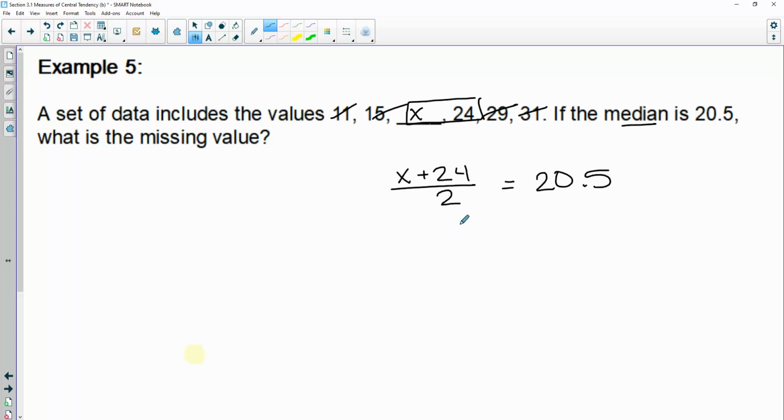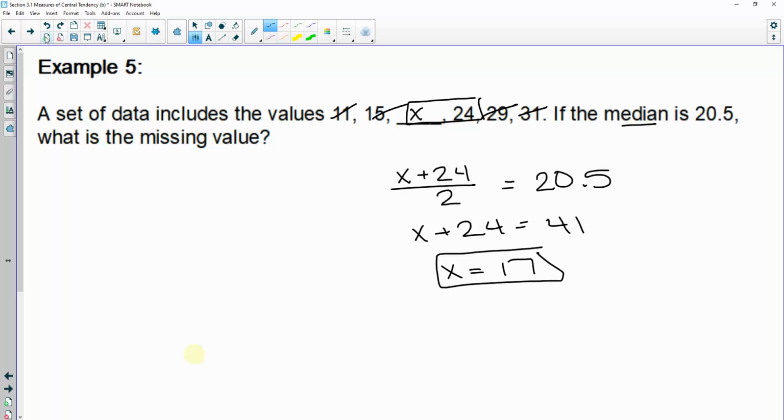Can we solve this equation? Multiply over the 2. Subtract our 24. And then let's see, value is 17. Is that okay?